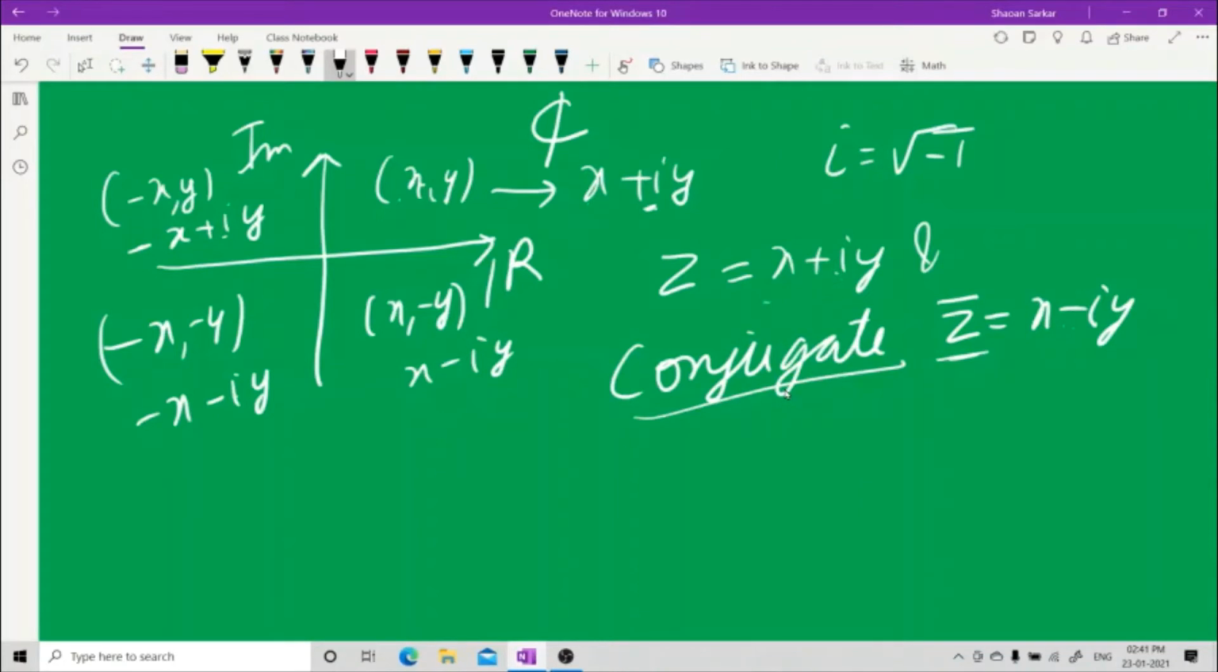Z bar. Now see, operate this complex numbers. Yes, complex numbers are also uncountable.